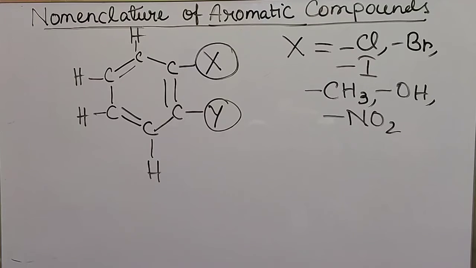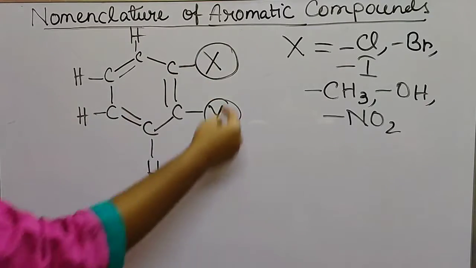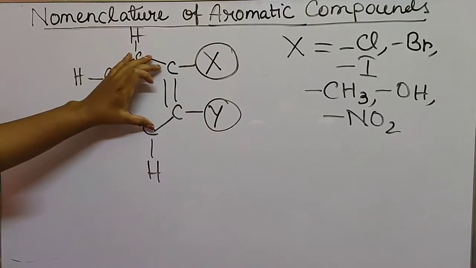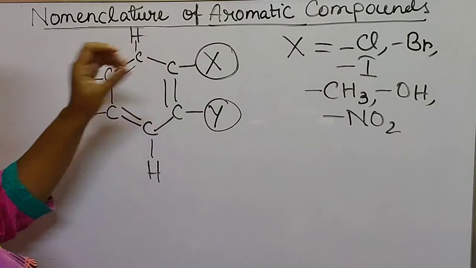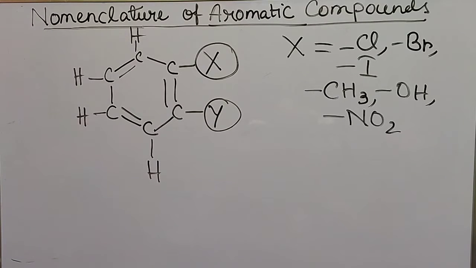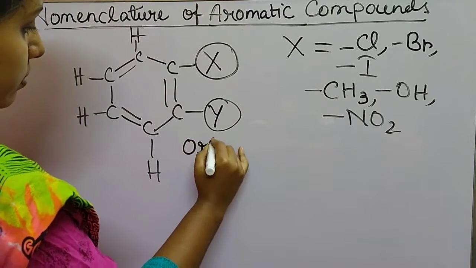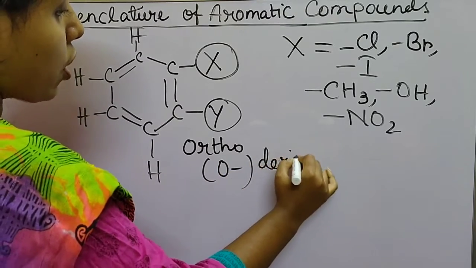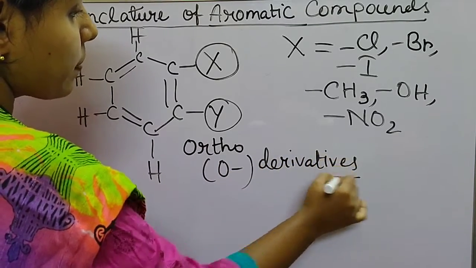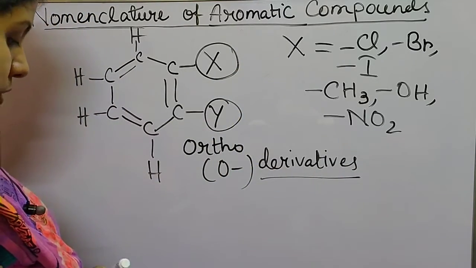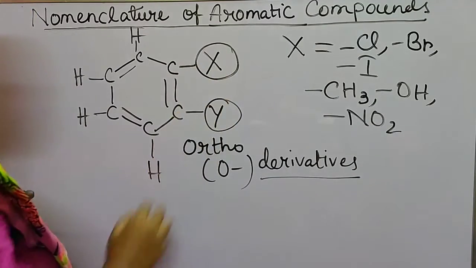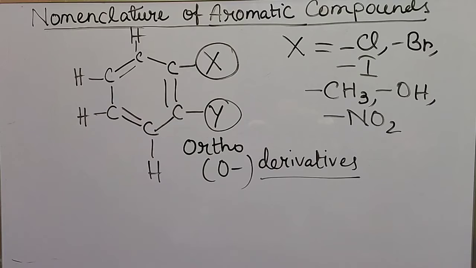So what are they? In this example, you can see that these 2 atoms or groups of atoms are present on adjacent carbons, just adjacent to each other. This type of compound is called an ortho derivative, in short, O. These are called ortho derivatives when the 2 newly added external atoms or groups of atoms are connected with adjacent carbons.